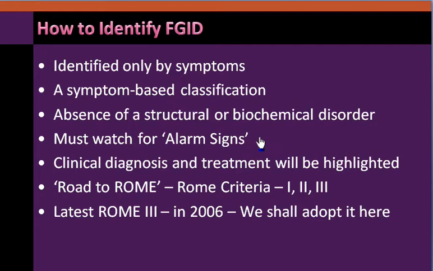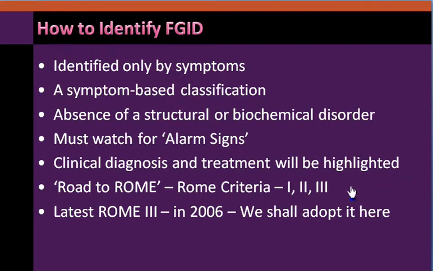But remember that in any patient with GI symptomatology or GI disturbance, we must watch for alarm signals, also called alarm signs. Once these are present, thorough and immediate investigation is mandatory to rule out structural and, more important, treatable and dangerous causes before we embark on the diagnosis of a functional bowel disorder. Clinical diagnosis and treatment will be highlighted in the presentation rather than emphasis on the investigations.